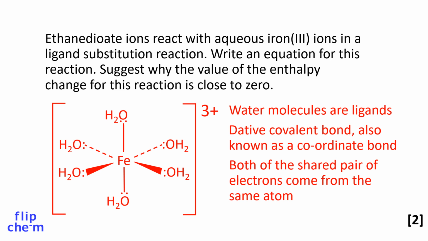Let's look at the iron-3 complex first of all. It's a hexa-aqua complex. 6 water molecules act as ligands. Each water ligand makes a dative covalent bond with the central metal cation. Dative covalent bonds are also known as coordinate bonds. These are a special type of covalent bond in which both of the shared pair of electrons comes from the same atom.